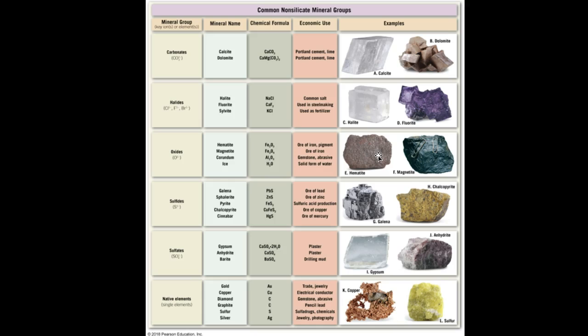Gypsum, which is a sulfate, here labeled as I, has one directional cleavage. It is very soft and fibrous at times, and it is used in drywall a lot due to its properties. It can grow in very large crystals if allowed to. So in fact, the image at the beginning of this lecture is from a cave in Mexico with giant gypsum crystals. So check it out.